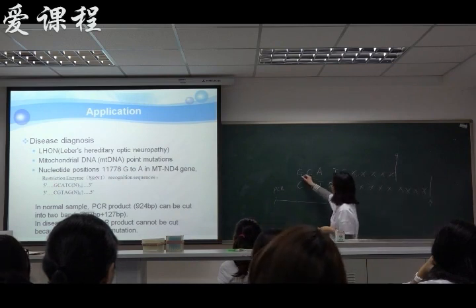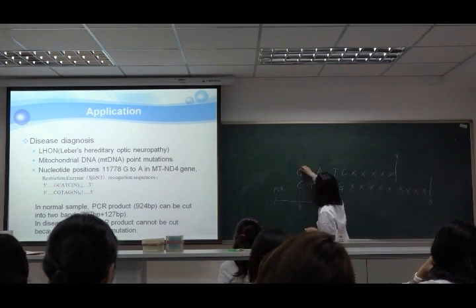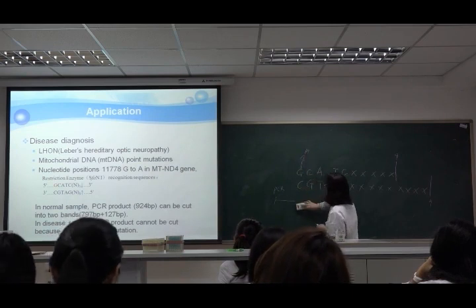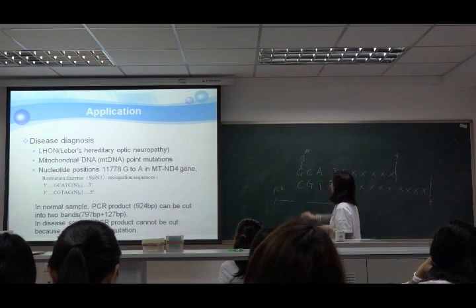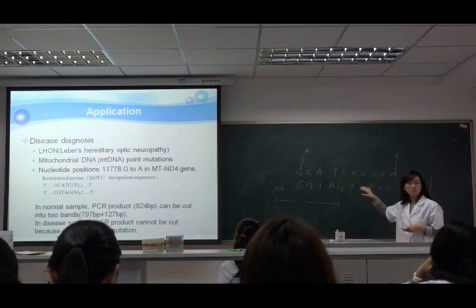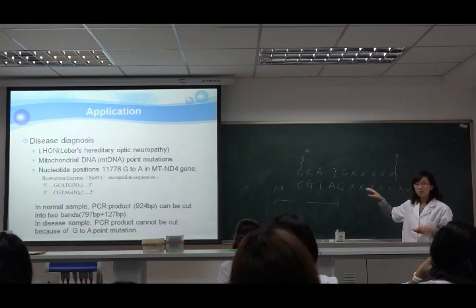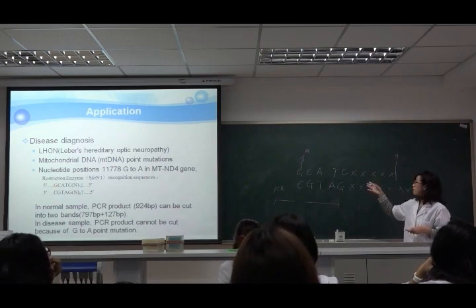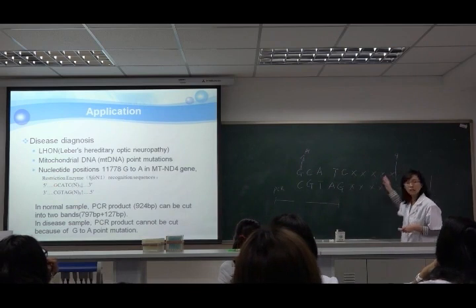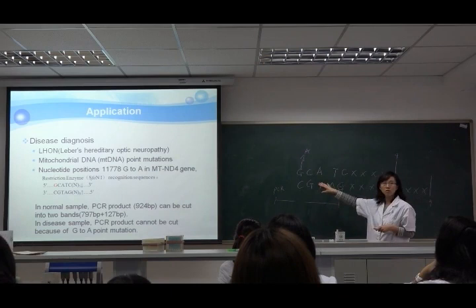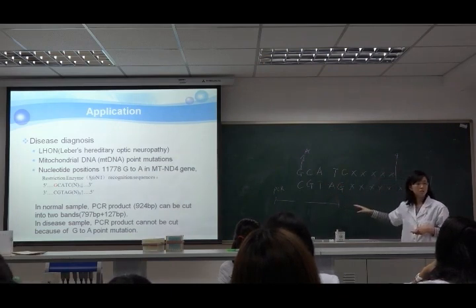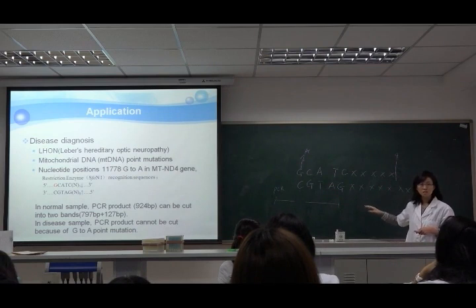Okay, and this is a mutation here. The G mutates to A. Then we can see here, we lost the restriction site. So even if we add the enzyme into the PCR product, the enzyme cannot cut here because it cannot recognize the restriction site. The restriction site is lost. So this is in the disease.